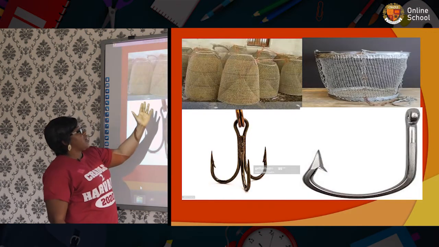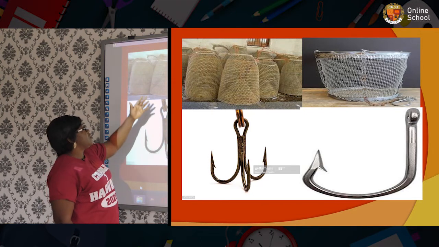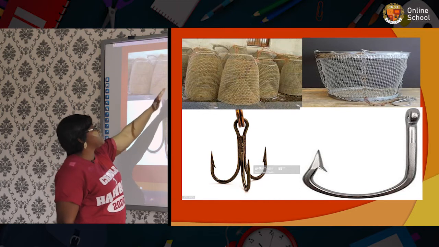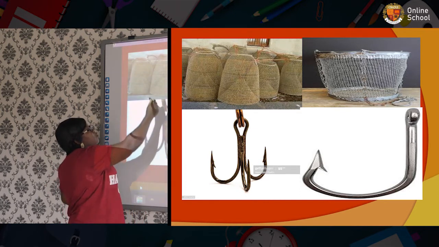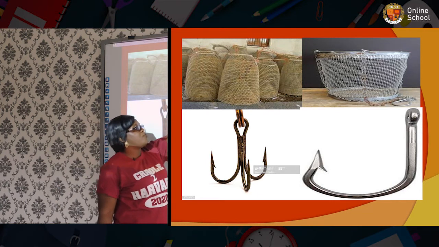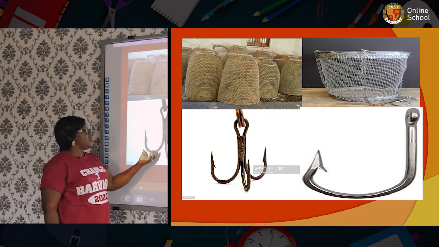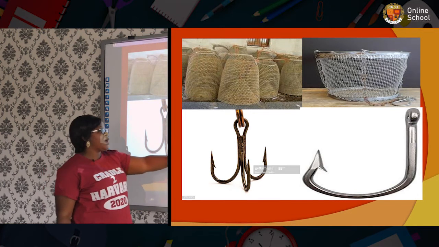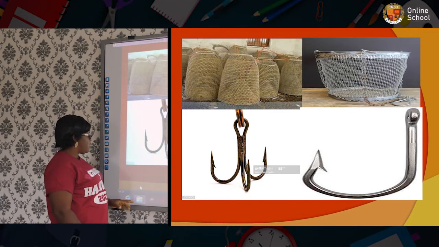Then you can see these are some of the tools that are used in fishing. These are baskets. You can see they are made of different products or materials. This is from wood, and this one is from thread. It's called fishing line. Then we have the hook here. This is one type of hook. This is another type of hook. These are used in fishing.